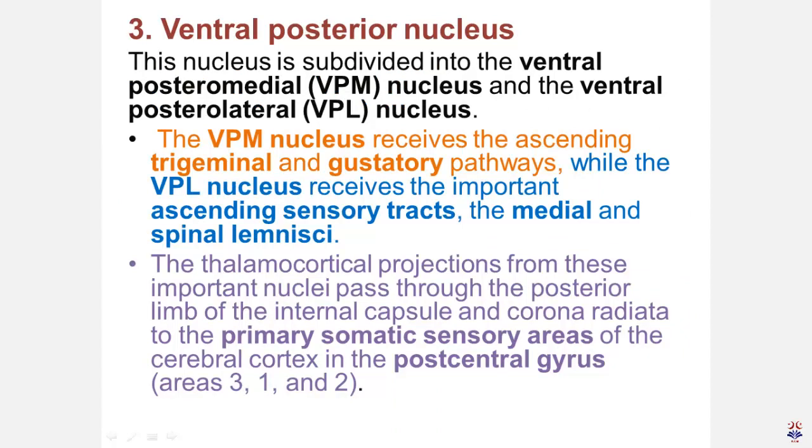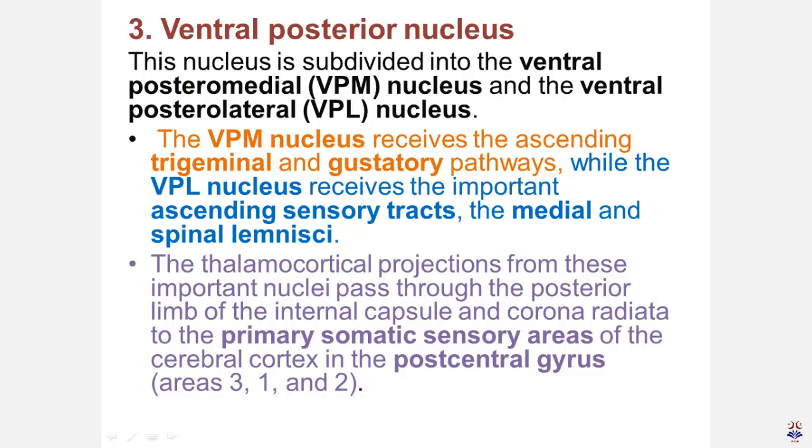Then the ventral posterior nucleus. It is further subdivided into two parts: the ventral posteromedial nucleus, VPM, and the ventral posterolateral nucleus, VPL. The ventral posteromedial or VPM nucleus receives the ascending trigeminal and gustatory pathways, while the ventral posterolateral nucleus receives important ascending sensory tracts, the medial lemniscus and the spinal lemniscus.